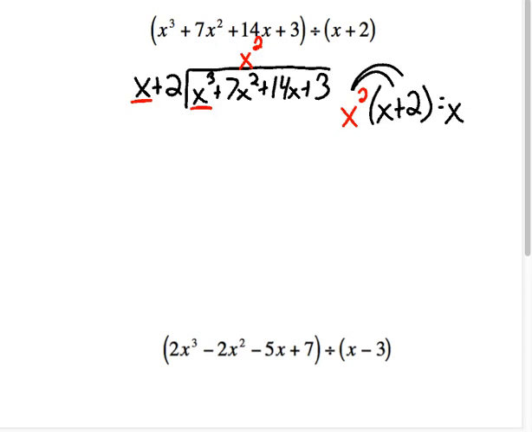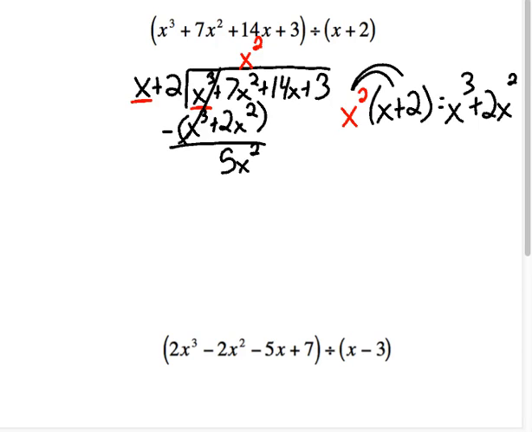Now I distribute it in. x cubed plus 2x squared. So that's what I put over here. And now I subtract it off to see how close I got. The first piece should always cancel. So 7x squared minus 2x squared leaves me with 5x squared. And now I can bring down that next piece.